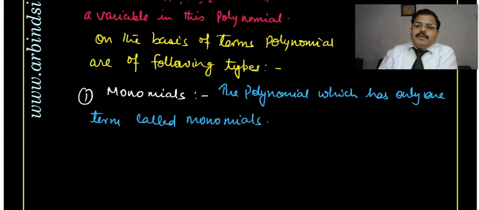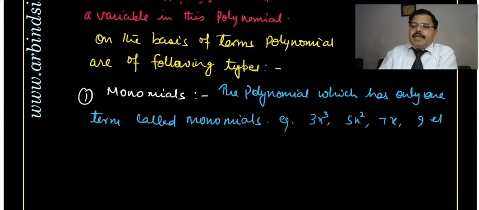For example, 3x cube, 5x square, 7x, even 9, etc. These are polynomials, and they can be described as monomials because there is only one term. Some people may think that 9 is not a monomial because it has no x. Here we can write 9x to the power 0. So that is why this is also a monomial. A constant is also a monomial.